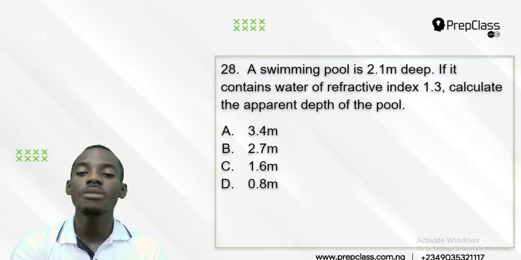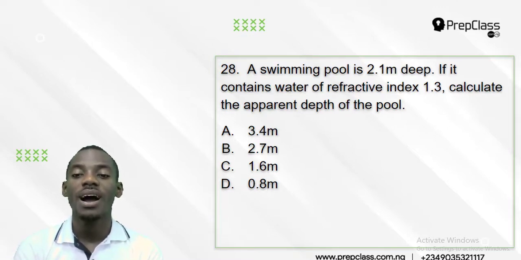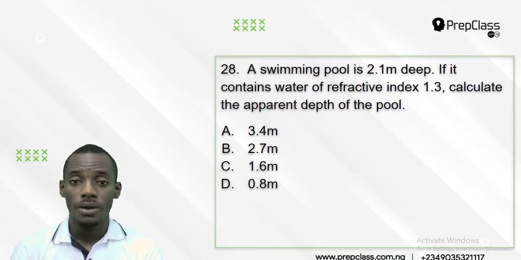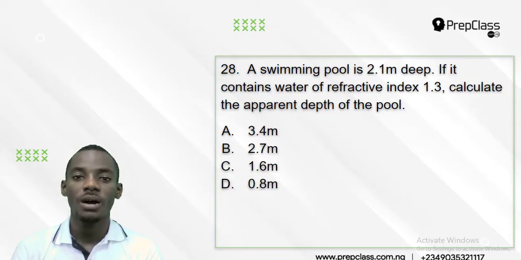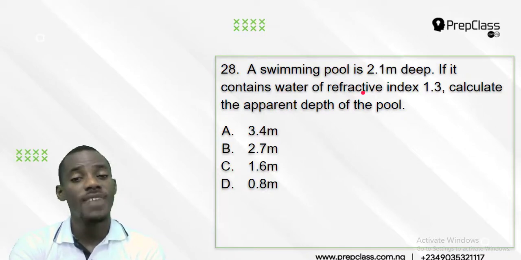Let's check number 28. A swimming pool is 2.1 meter deep. If it contains water of refractive index 1.3, calculate the apparent depth of the pool. Now, this question is under a topic in physics called expansivity. At the end of expansivity, you will see something like this, or you can also classify it under refraction, because you can see refractive index.